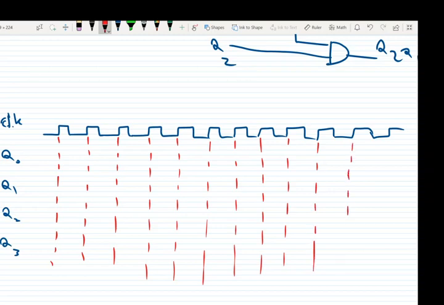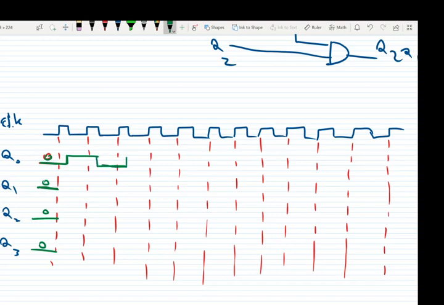Here we don't want to forget the propagation delay, so we apply propagation delay. All the outputs are in stage 0. We know that Q0 changes at every clock with a small propagation delay. So this one is Q0.